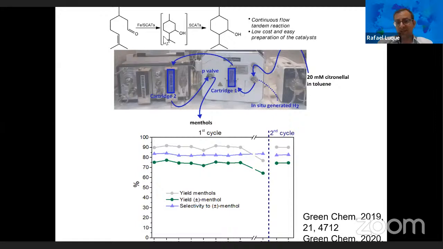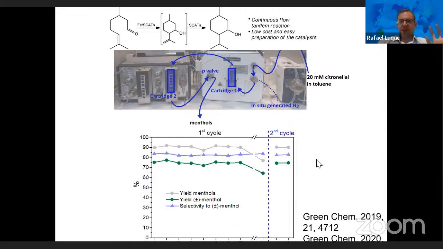This is a tandem type of reaction that you see was performed under continuous flow conditions, a cyclization and hydrogenation tandem chemistry for the preparation of menthols. So these are the structures that you see here, the menthols. And in fact, these menthols have been synthesized in very high yields from citronellal, in this particular case, via cyclization to isopulegol, and then reduction, hydrogenation of this exo double bond of isopulegol to menthols.